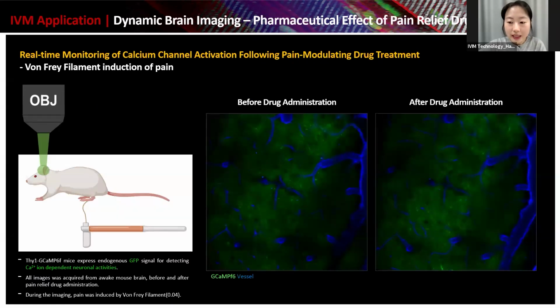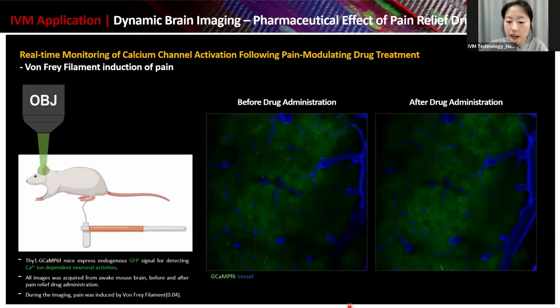In addition to these applications, we also sought to evaluate the real-time effects of analgesic compounds by monitoring stimulus-evoked neuronal activity. For this experiment, we implanted a cranial window in a Thy1-GCaMP6f mouse to visualize calcium-dependent neuronal responses. We then applied von Frey filament stimuli to the hind paw to induce sensation and pain while performing live imaging of cortical activity.